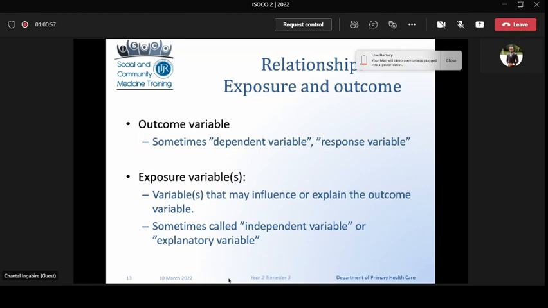And when we talk about the outcome variable, this is dependent on the independent variable that has taken place. So these are two other concepts that are very key in epidemiology, in social epidemiology, when we are talking about the relationship.